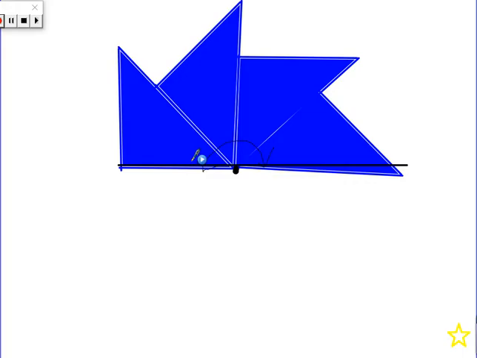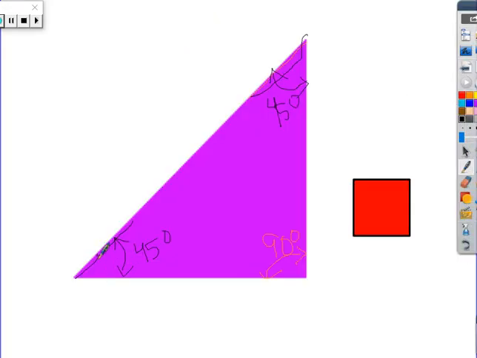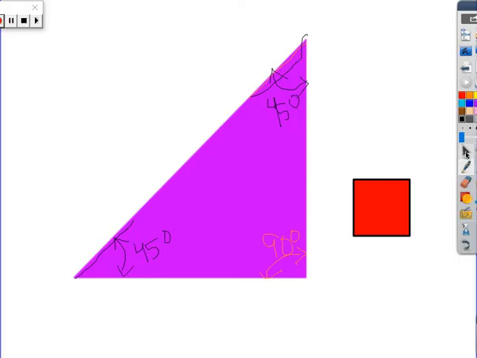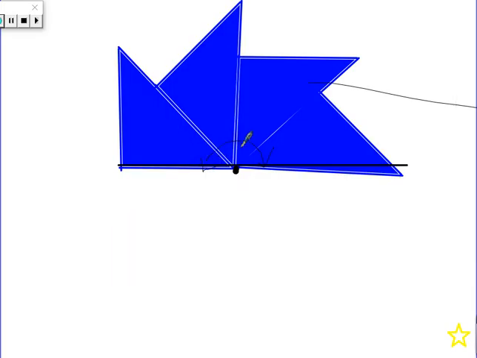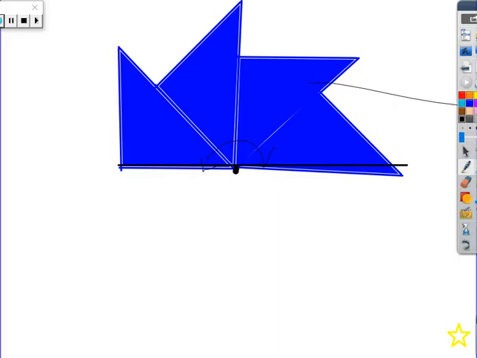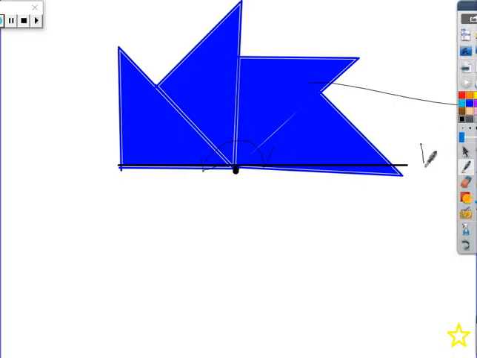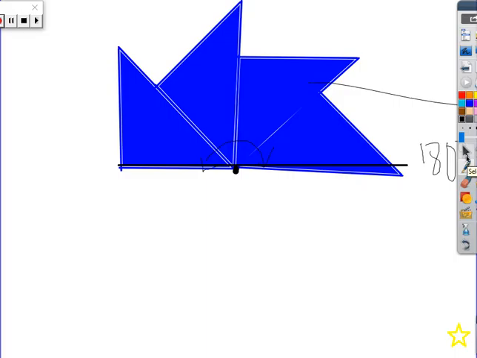Well, if I look at it, I know from over on this page, each one of these small angles of the triangle was 45. So if I go back to here, I have a small 45, 45, 45, 45. 45 times 4 is 180, or I could have done 45 plus 45 is 90 and double that. So right now I am at 180 degrees.